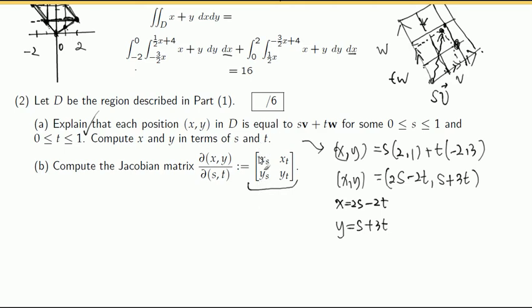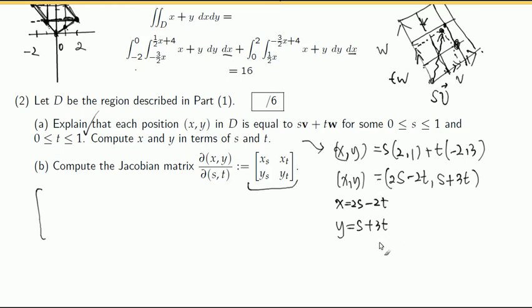Remember the column vectors. Then x comma y is here, differentiated with respect to s, right? x comma y there, differentiated with respect to t. In that way, it's kind of consistent. So you write down x comma y there, right?